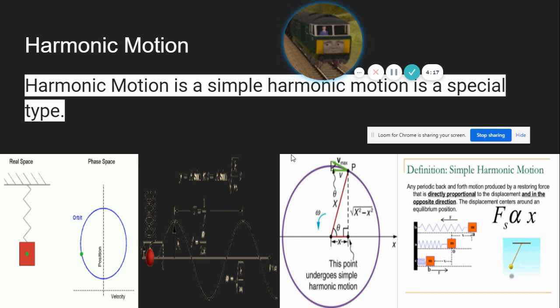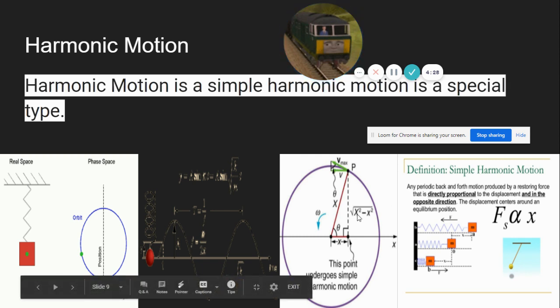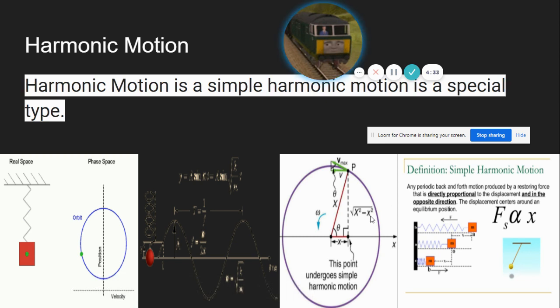Okay, so the square root of x squared minus x squared. You can tell the difference between the big X and the little x, so you can actually tell what it is. Just to remind you guys.